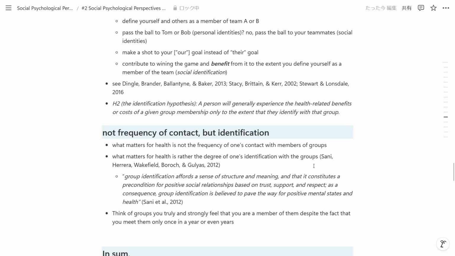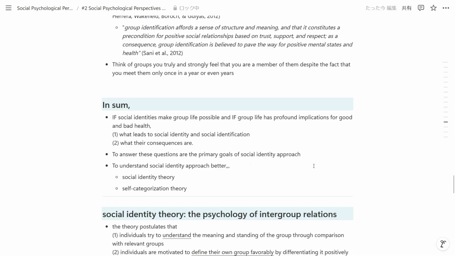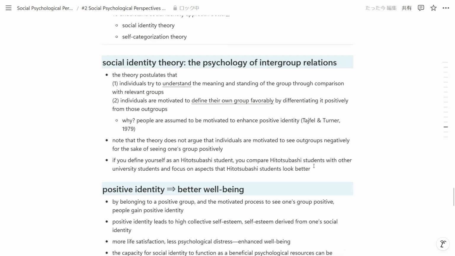And at the end of the last lecture, I talked about how we need to understand social identity theory and self-categorization theory in order to understand how social identity is related to health. So, in today's lecture, that's what I am going to do.